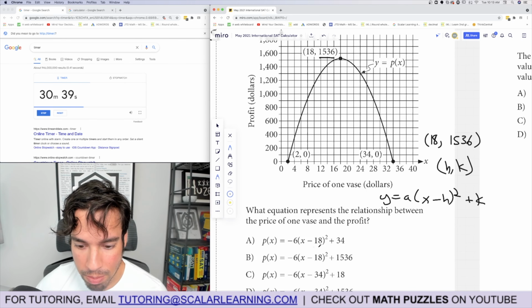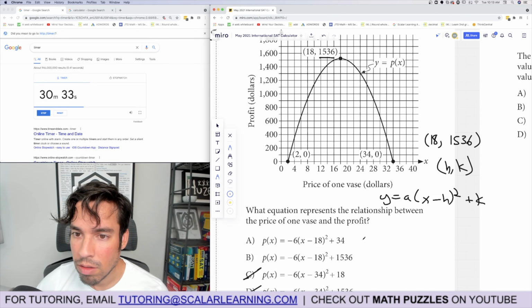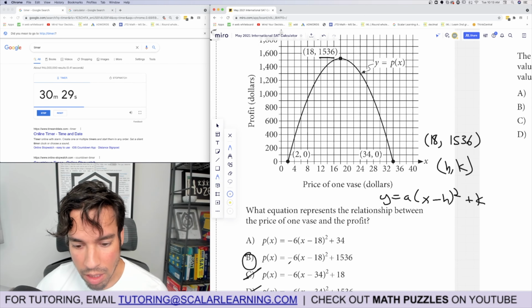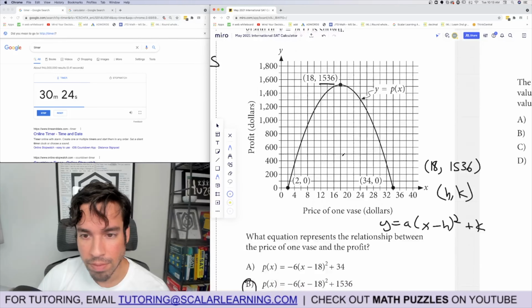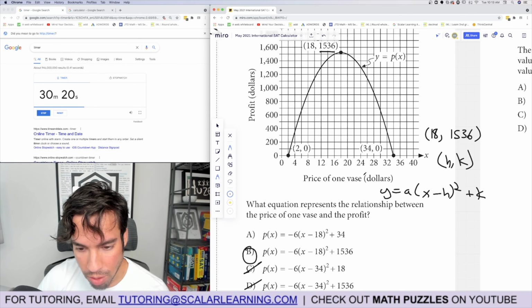So it needs to be x minus 18, which are A and B, so C and D are out. And then 1536 needs to be out here. So A is out, and that's it. And they both are negative, which they should be because it's going down, and we're good to go. I could plug and chug if I wanted to, but do I really want to waste my time? I don't think so.